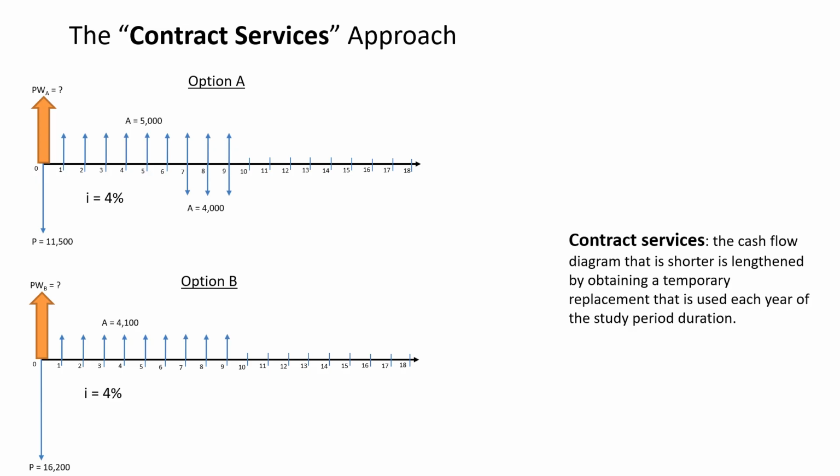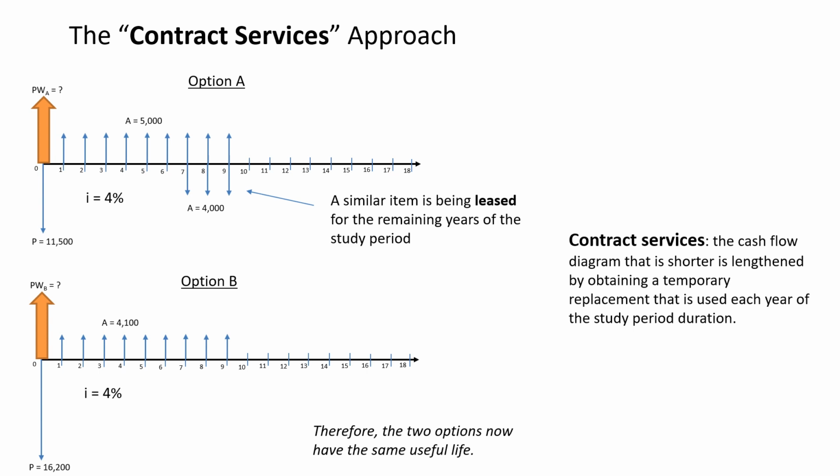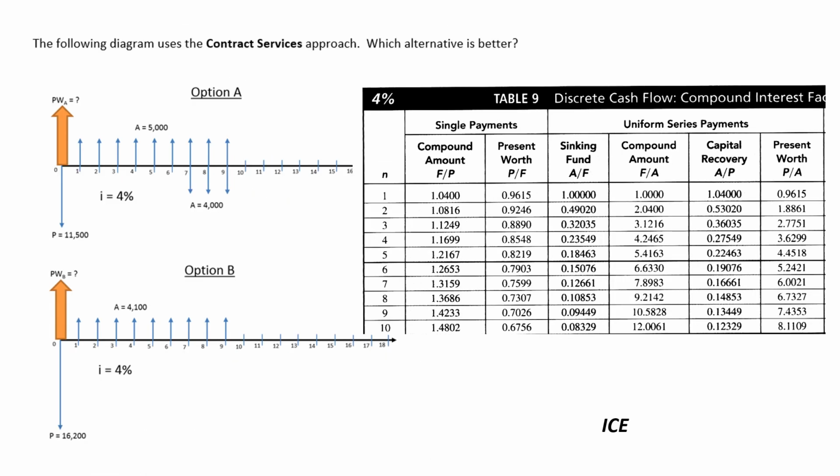Does contract services make sense to everybody from a conceptual standpoint? All right, so you're just leasing or renting something similar. It's interchangeable, allows you to accomplish the same goal. So now the two options have the same useful life. Option A becomes one cycle of that shorter duration equipment followed by 3 years of leasing. Option B is one cycle of the longer life equipment. So, let me give you this in-class exercise. Let's put this to practice and get a chance to use contract services.